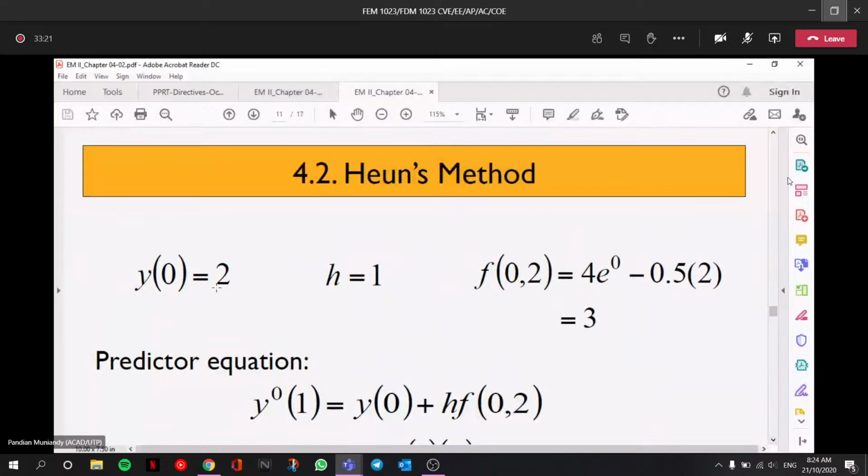So you see here. Next slide. So y0 is 2. h is 1. You must calculate this, class. Use your calculator now. f 0, 2 is 4 multiplied by e power 0 minus 0.5 multiplied by 2. So 4 multiplied by e power 0 is 4, minus 0.5 multiplied by 2 is 1. So 4 minus 1 is 3.